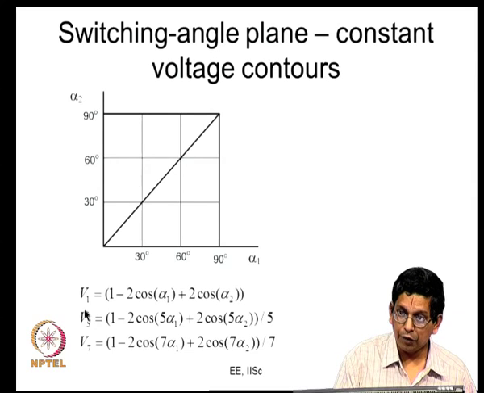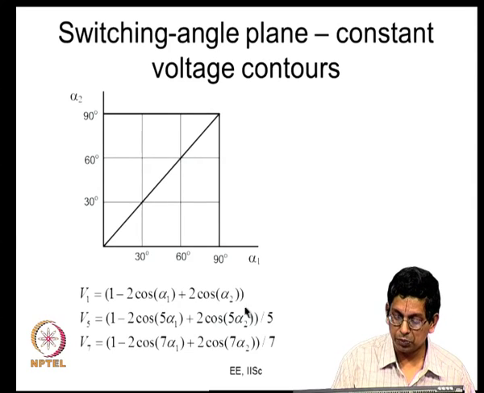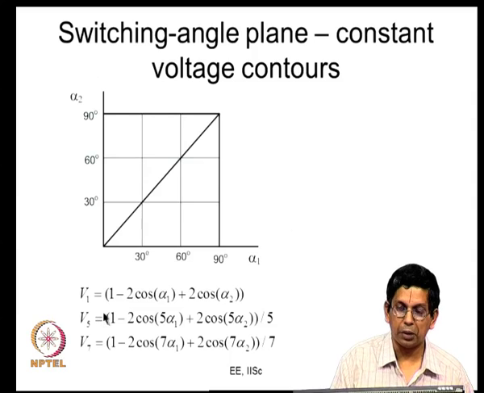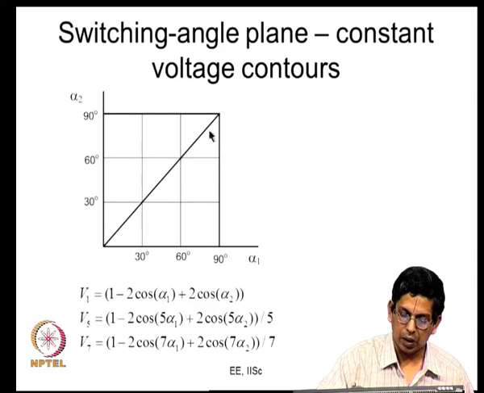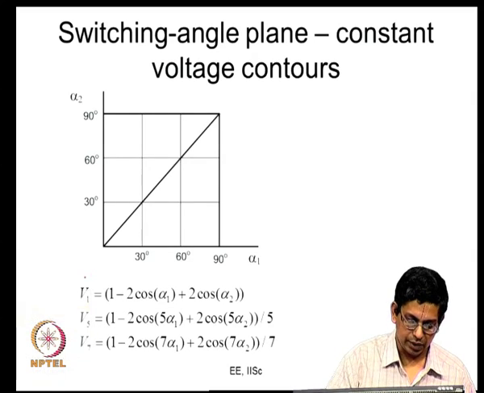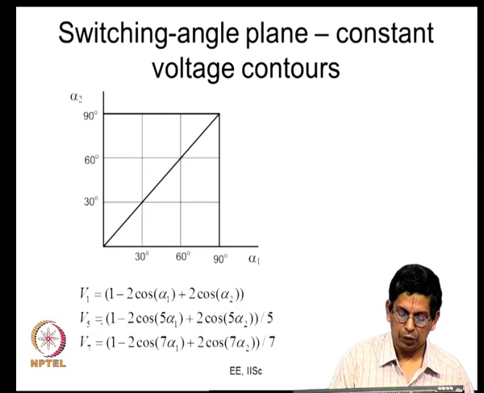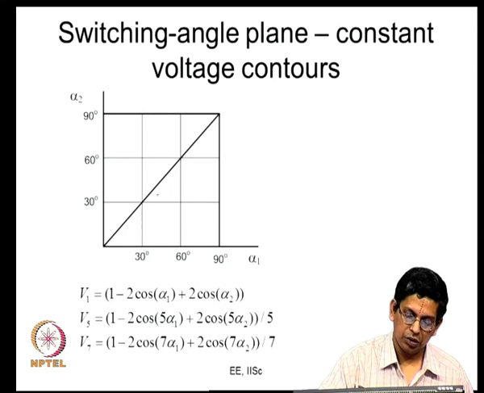So, if you are looking at V 1 equal to some particular fundamental voltage, let us say you consider this one. What is that line? This line is alpha 1 is equal to alpha 2. When you say alpha 1 is equal to alpha 2, you can see from this equation that it is 1. So, this corresponds to V 1 is equal to 1 per unit.